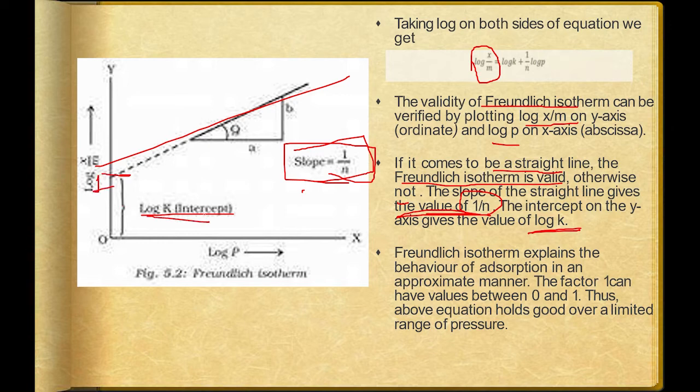So log k, what will be log k equal to? It will be equal to 1. Okay, and 1 by n suppose equals 1 by 2. Then this 1 by n will be equal to 1 by 2, and the pressure log p will be given to you. So this makes you find out what is log x by m. You can take the antilog of it and find out the value.